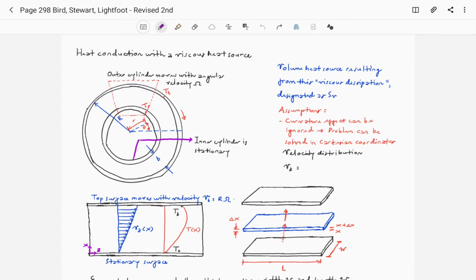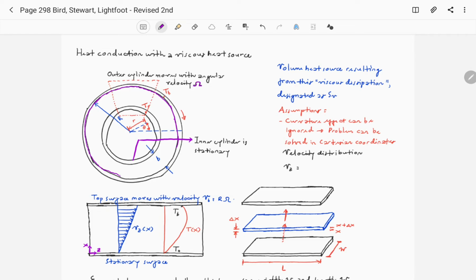In this video, we will discuss heat conduction with a viscous heat source. Consider the flow of an incompressible Newtonian fluid between two coaxial cylinders. So you have here basically two coaxial cylinders. You can think of this one as the outer cylinder, and the outer cylinder here moves with an angular velocity.